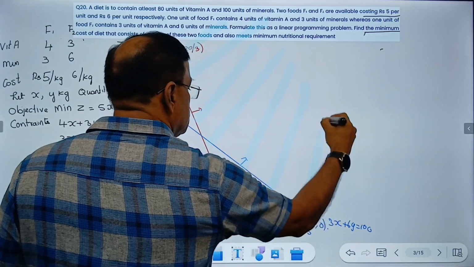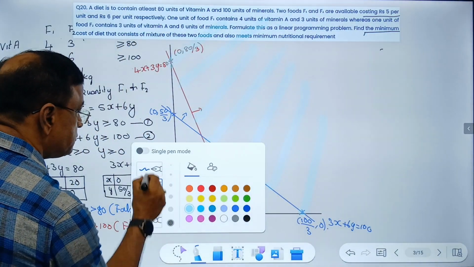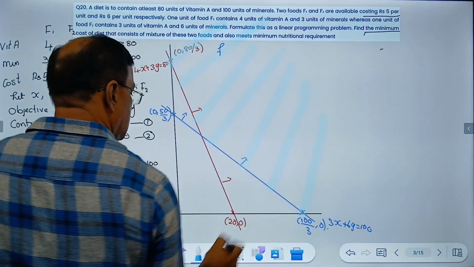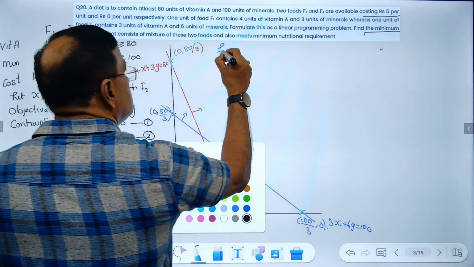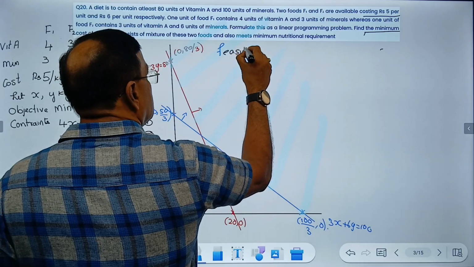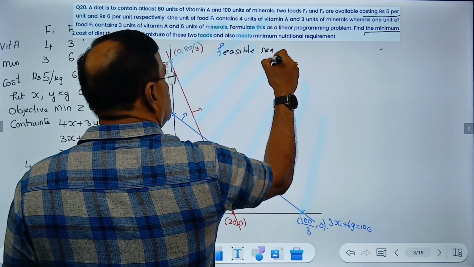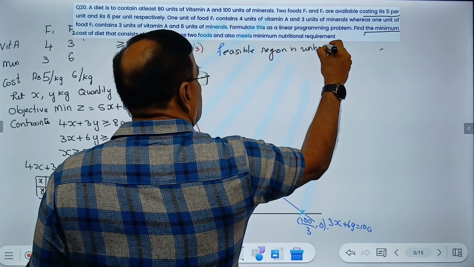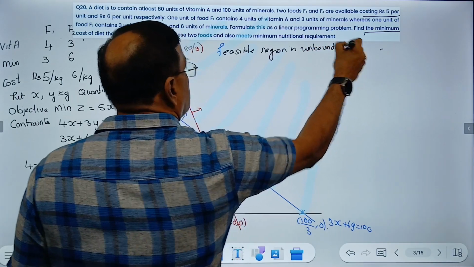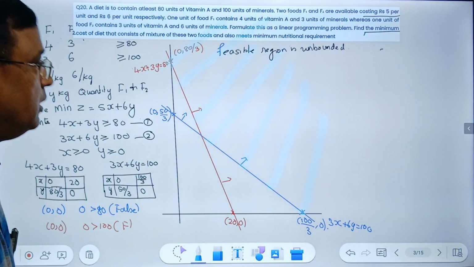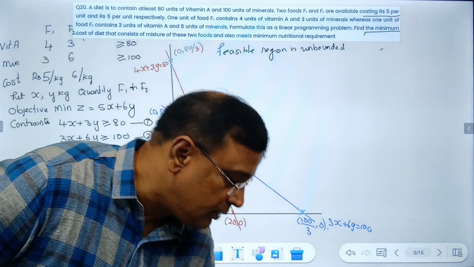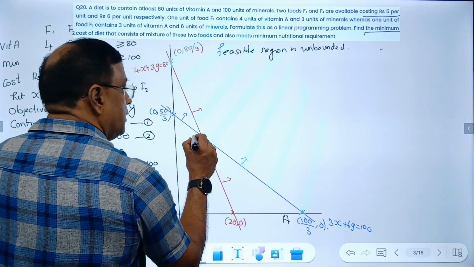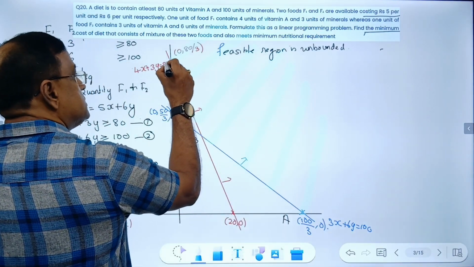So what type of feasible region? Bounded or unbounded? You can say the feasible region is unbounded. When it is unbounded, it's complicated. Okay, the feasible region is unbounded. Now, I want to take the values. So, what are the vertices? The corner points are A, this is B, and this is C.